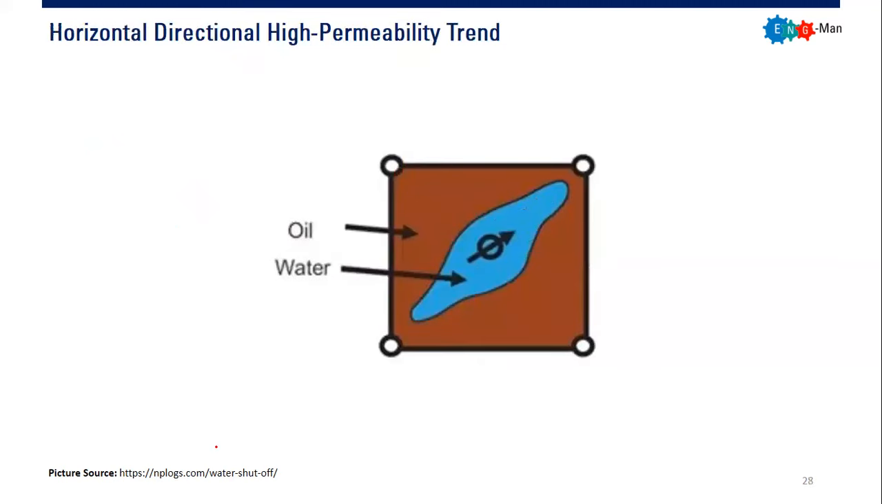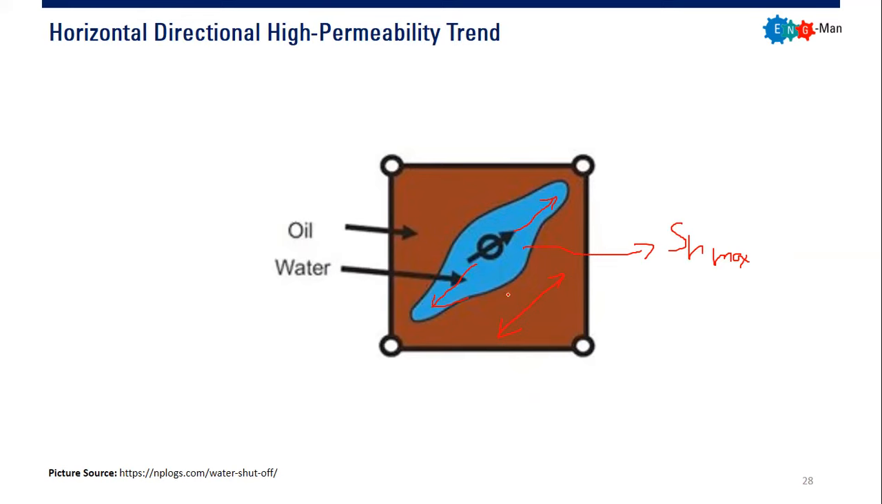And the second problem, unfortunately, we can face in the field is horizontal directional high permeability trend. So if somehow you have high permeability trend in that direction, okay, then of course, if you inject water here, water will move faster across this direction. Okay, this can occur, for example, if this is the direction of the maximum horizontal stress. So fracture will be propagated following this direction.